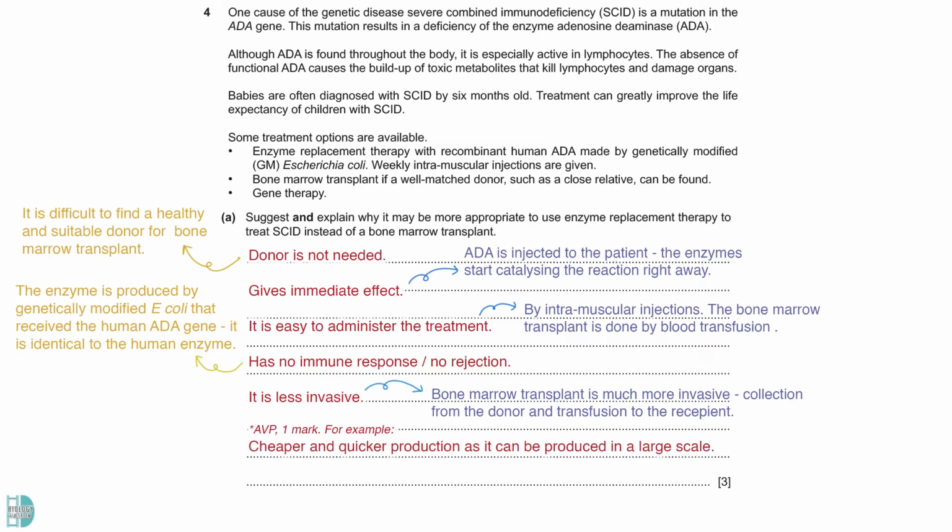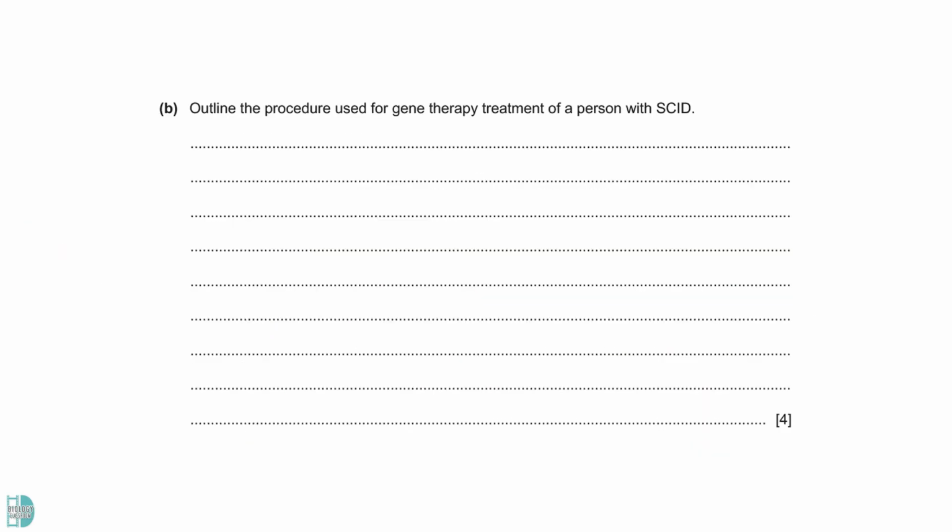For example, the production of ADA by recombinant DNA technology can be done on a large scale. The mass production will make it cheaper. B wants you to outline the procedure used for gene therapy treatment of a person with SCID.